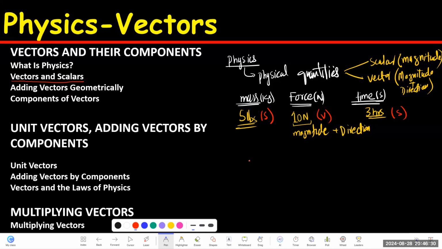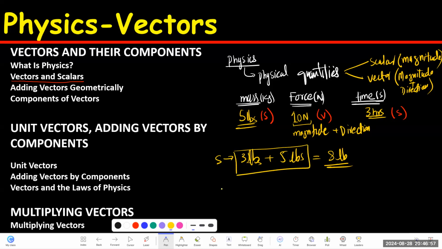Now, before moving forward, I can add two vectors together, right? Or I can add two scalars together. But we have to keep in mind, let's suppose you bought 3 pounds of bananas and you bought 5 pounds of apples. You can add them together, the answer will be 8 pounds. Okay, simple, because both are scalars. But if I'm asking about force, which is a vector, let's suppose you have a force equal to 10 Newtons and you want to multiply it by a force equal to 17 Newtons.